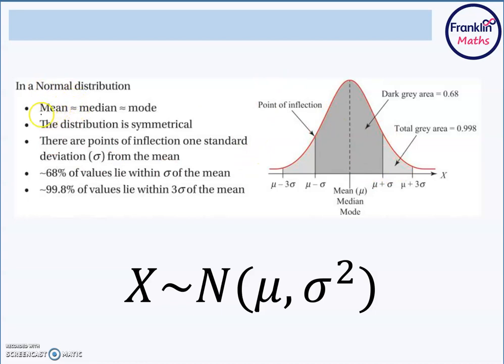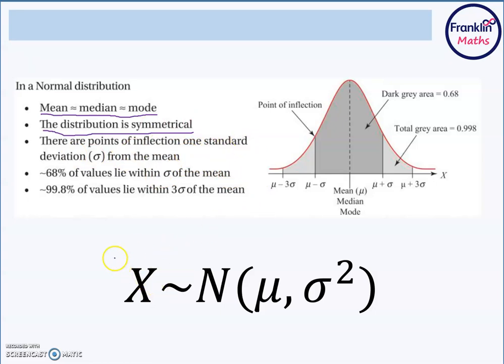But this is quite important here, that with a normal distribution, the mean, the mode, and the median are roughly the same value. It is symmetrical, and these are the bits we've looked at before in terms of inflection points.